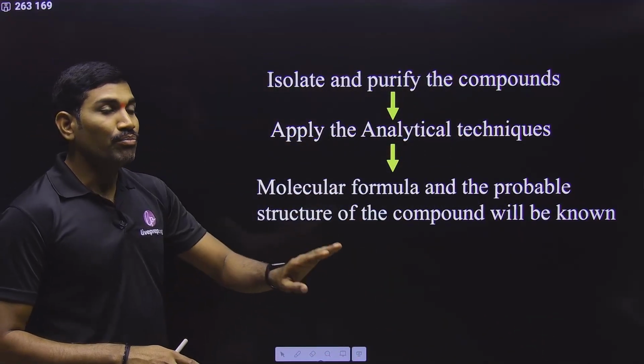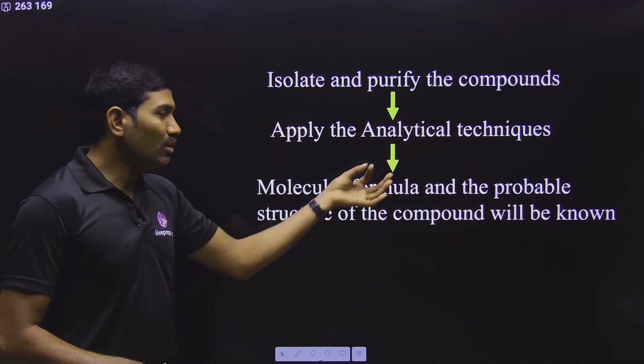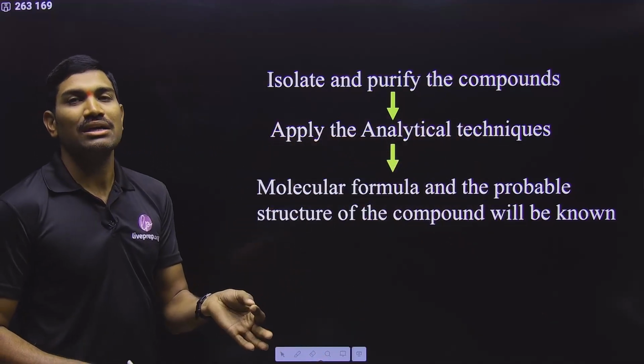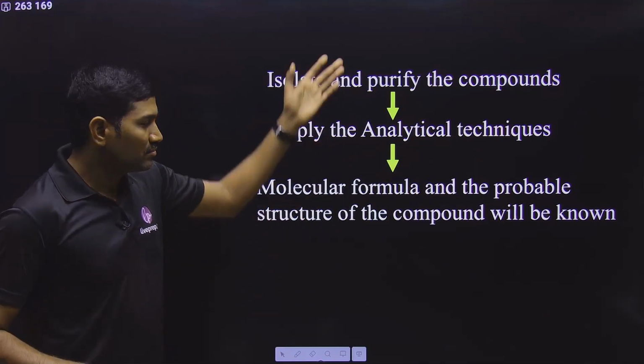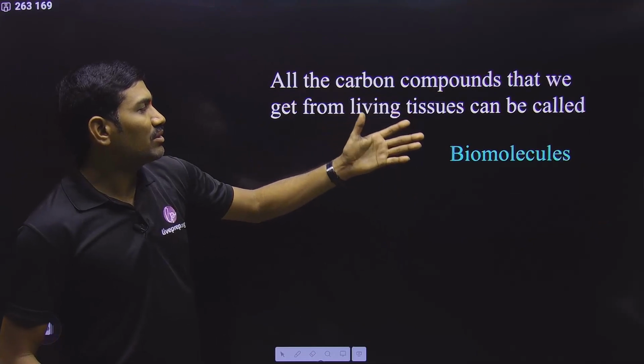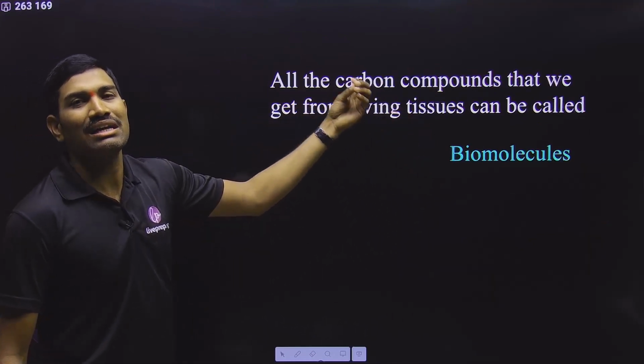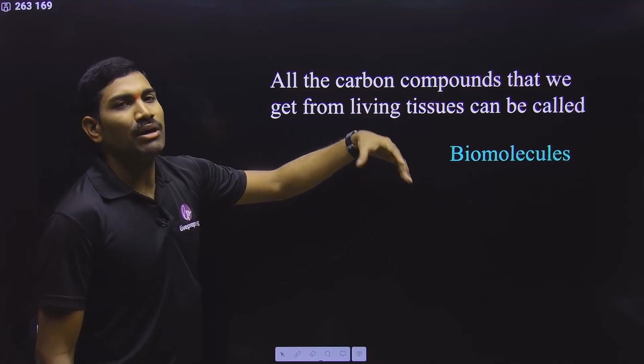So that's why, before understanding all these things, the first thing we need to do is isolate these particular molecules and get the structure. That's what they are saying here. Clear? In this way, all the carbon compounds that are present within living organisms, living tissues or living cells are simply called biomolecules.